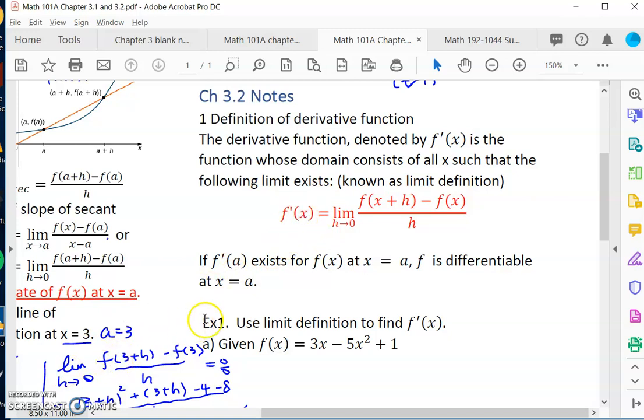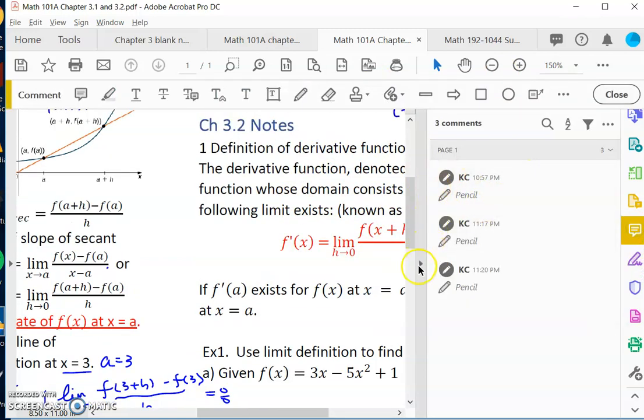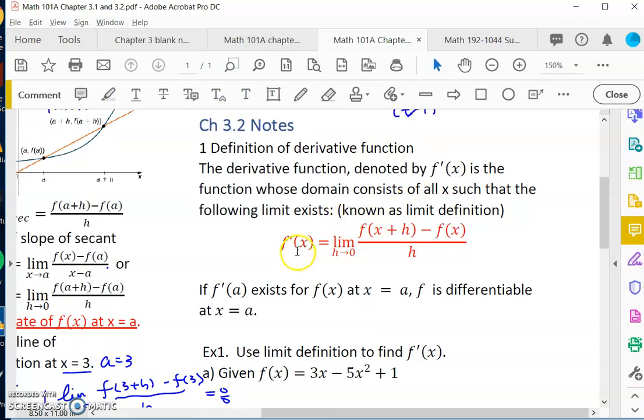Remember, f prime of x is another function. This function is what we get after we do the limit. The way we find f prime of x using this is called the limit definition. This is the real definition of what a derivative function is. It's called the limit definition because we are using a limit to figure out what this function is.